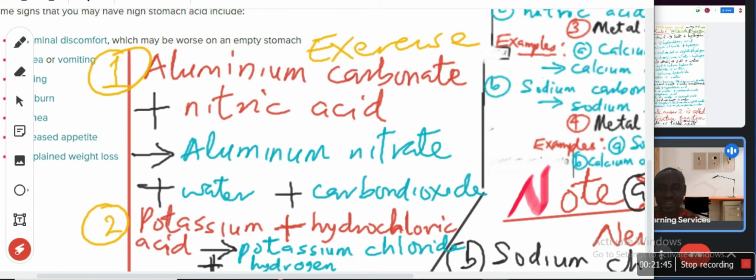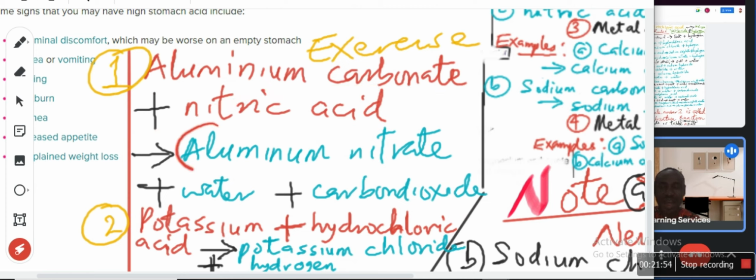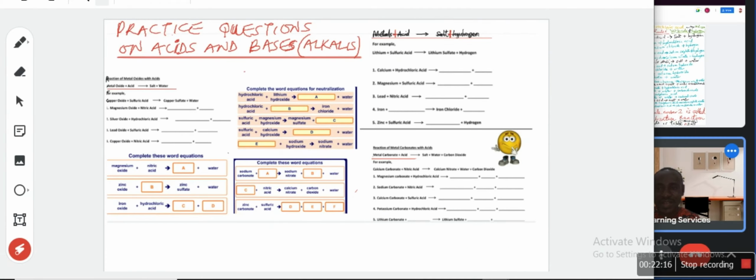There are other examples I can give. For instance, aluminium carbonate plus nitric acid. Of course, it will give aluminium nitrate plus water plus carbon dioxide, because it is a metal carbonate. Potassium plus hydrochloric acid will give you potassium chloride plus hydrogen, because this one is metal plus acid. Did you get that? All right, go to the next page. There's something beautiful for you there.